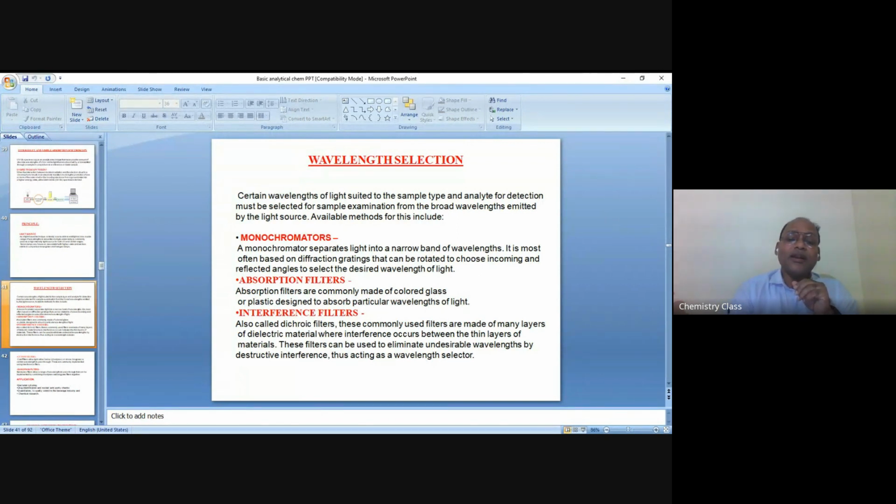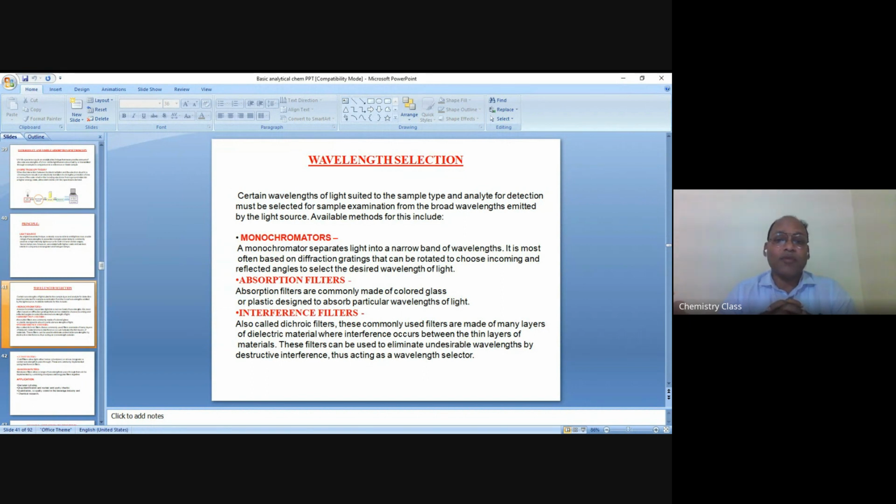Now what will happen? I told you that a sample may or may not absorb the light. So you have to think about which wavelength of light should be absorbed by this sample, and on that basis you have to choose the light source. Now, what kind of methods are there? The first is monochromators.